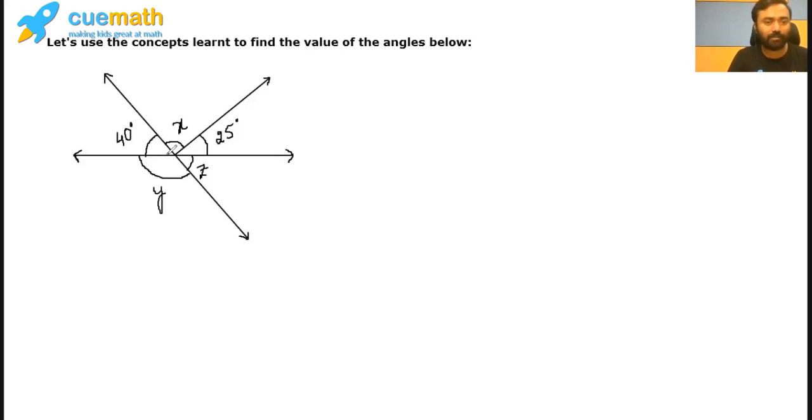If we look at the arrangement of these two lines, let us mark these two lines as L1 and L2. And we see that lines L1 and L2 intersect at this point. Let me mark this as O.